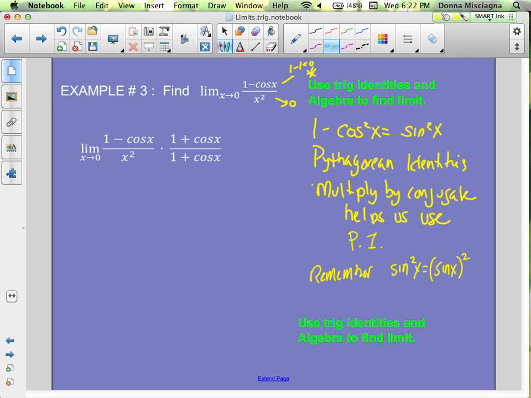Sine squared x plus cosine squared x equals 1. If you subtract cosine squared x from both sides, 1 minus cosine squared x, if we see that, we could replace it with sine squared x. And then we can use the sine rule. All right, so now let's take a look. We're going to multiply by the conjugate.